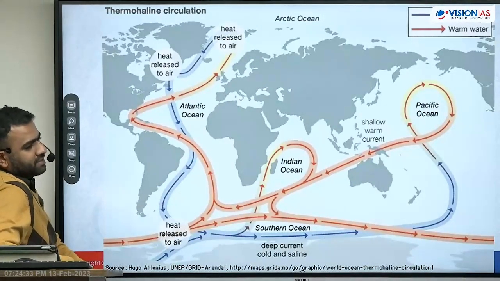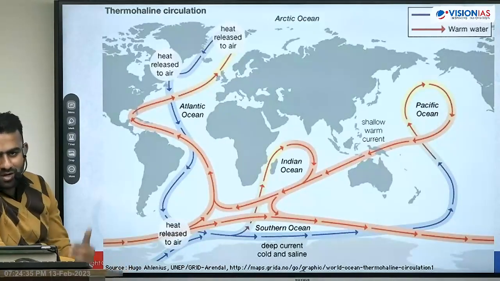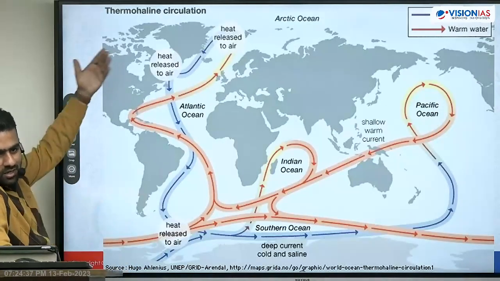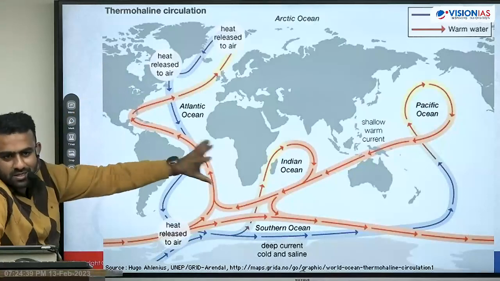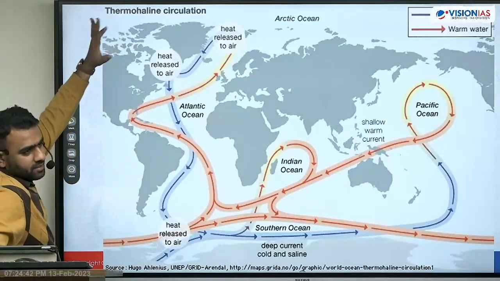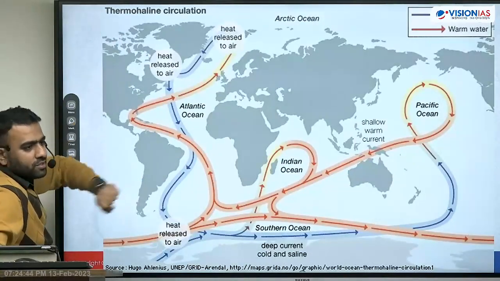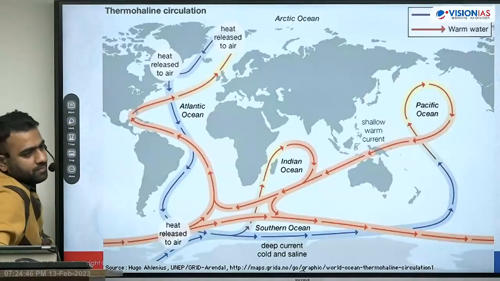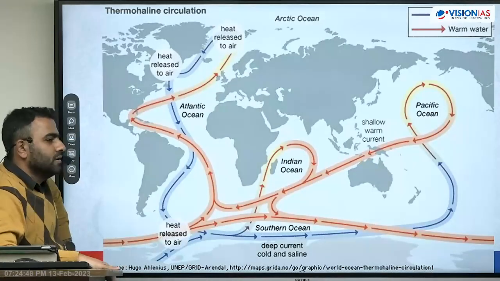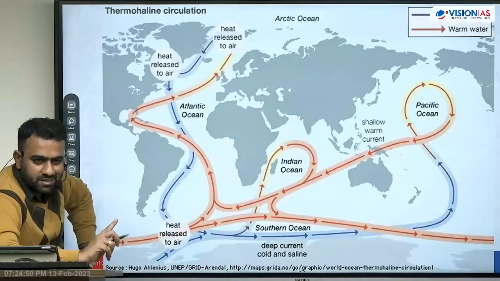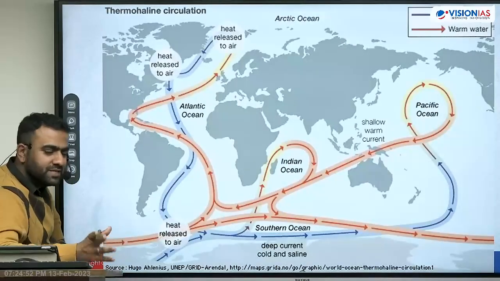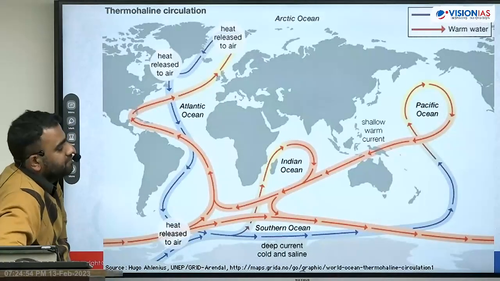The general difference is, we all know, the tropical waters are higher temperature, polar waters are lower temperature. Tropical waters are higher salinity, polar waters are lower salinity. So this difference triggers the water to move along the ocean bottom. So the surface currents are driven by winds, thermohaline circulations are driven by difference in temperature and salinity.